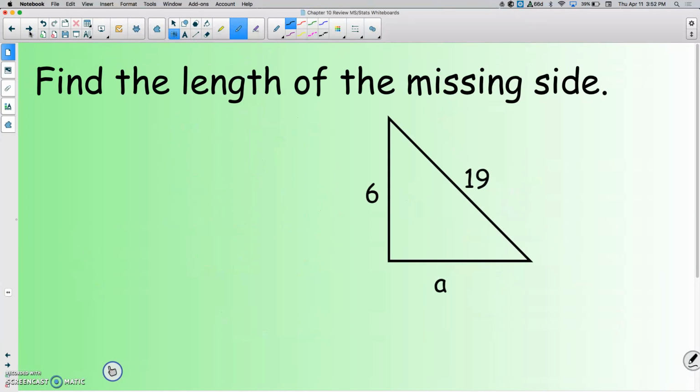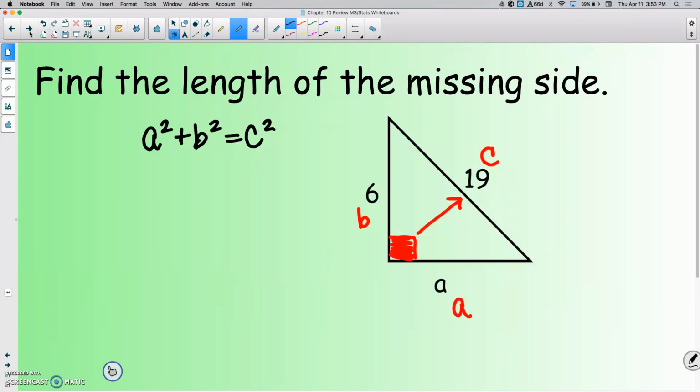One more Pythagorean theorem problem. So pause the video and see if you can solve this one on your own. So my right angle would be right here. And if I go out from the point, this time I know the hypotenuse is 19. The legs are A and B. So since one of them has an A, I will just keep that one A and then put B by 6. So A squared plus 6 squared equals 19 squared this time.